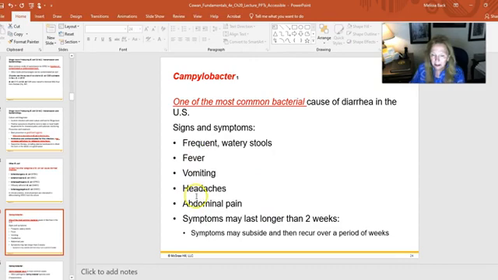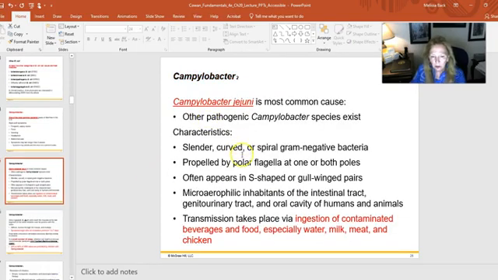You can see it's kind of systemic: headaches, abdominal pain, vomiting, fever. So this isn't just isolated to diarrhea and maybe the intestinal tract. This can lead to very frequent watery stools, and people can have really systemic symptomology from this, so they do seek out treatment. It is ingested through food, water, milk, meats, chicken. So handling raw meat really carefully, cleaning off surfaces really carefully, and hand washing are very, very important.